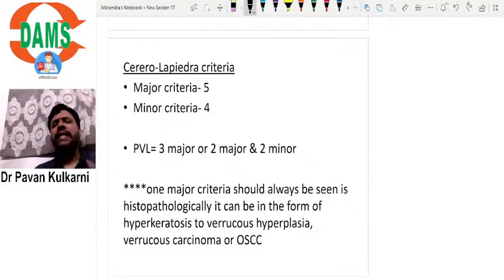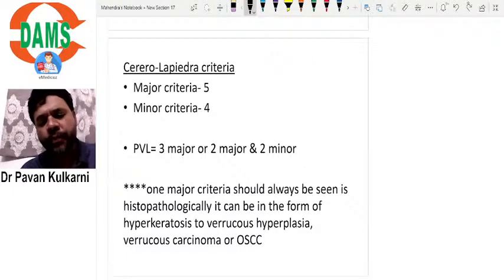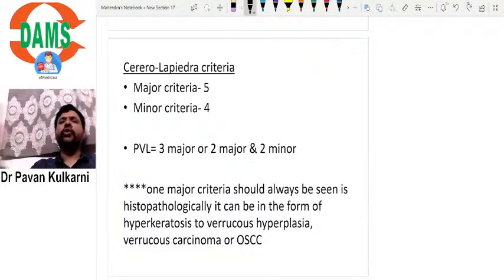What are those criteria? We need not go to this level for the NEET level or PG entrance exam level. It's at the postgraduate level that we have to understand. Here we are supposed to understand the name of the criteria, that is Cerero-Lepidra. What he told is that if I have to call a patient PVL, I should see either 3 major criteria or 2 major and 2 minor. Totally there are 9 criteria, 5 major and 4 minor. In one patient, if you see 3 major, then it is a PVL patient. If I see 2 major and 2 minor, then also it is a PVL patient.